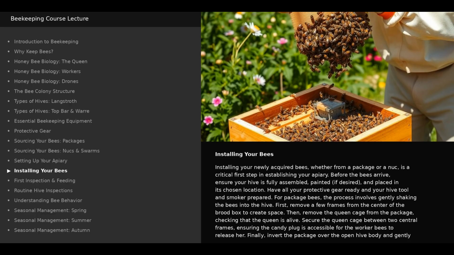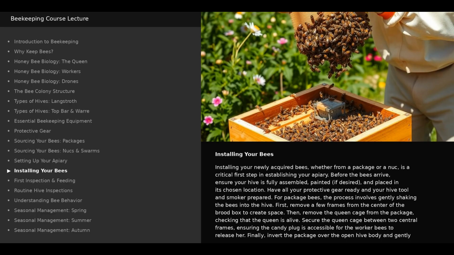For package bees, the process involves gently shaking the bees into the hive. First, remove a few frames from the center of the brood box to create space. Then, remove the queen cage from the package, checking that the queen is alive. Secure the queen cage between 2 central frames, ensuring the candy plug is accessible for the worker bees to release her. Finally, invert the package over the open hive body and gently shake the bees down into the empty space.